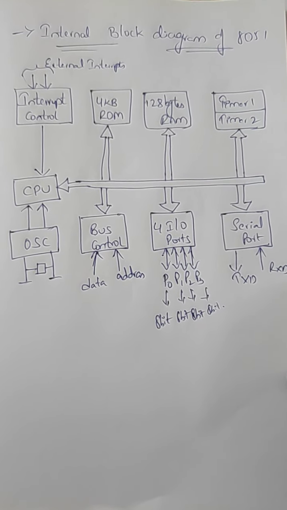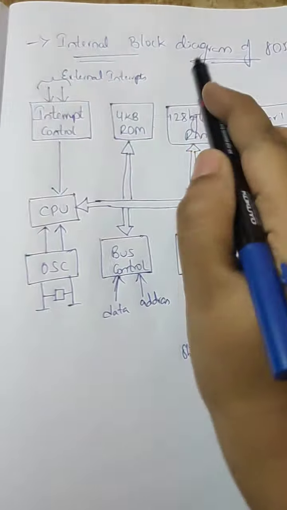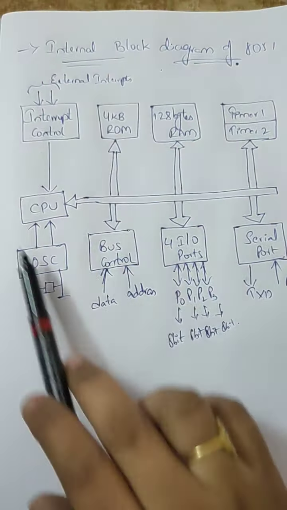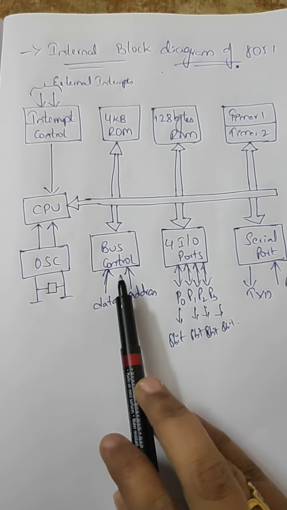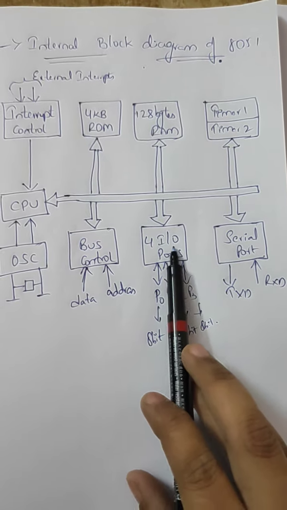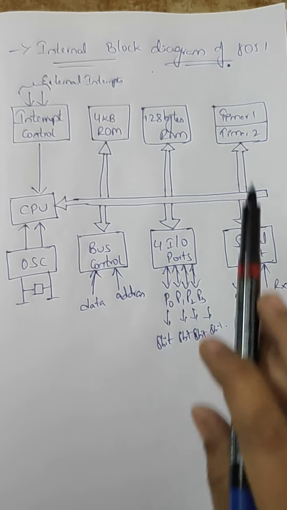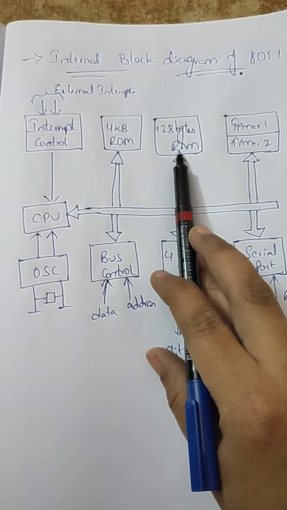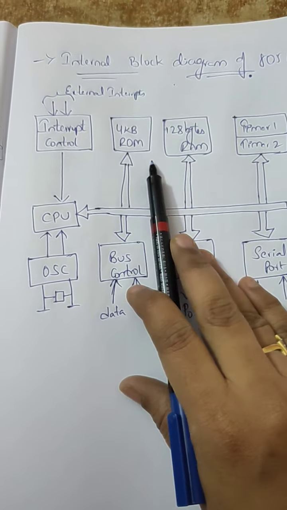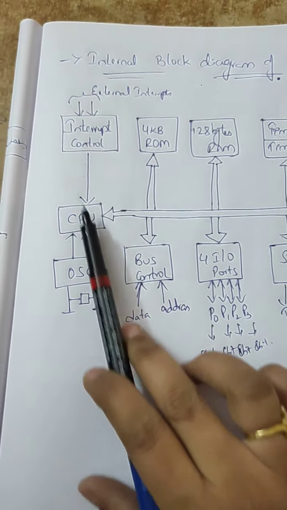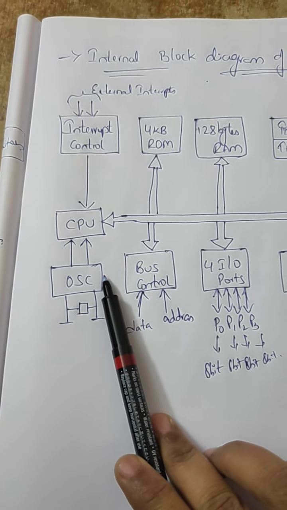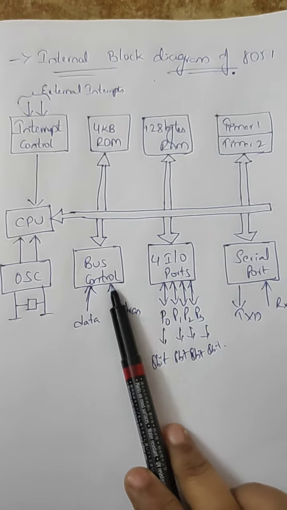In today's video lesson, we are going to discuss the internal block diagram of 8051. This is the complete internal block diagram of 8051, which consists of bus controls, 4 IO ports, that is input and output ports, serial port, timers, 128 bytes of RAM and 4 kilobytes of ROM, which we can say are the memories, interrupt controllers, and processor. To run this, we are using the oscillator. So let's move on one by one.